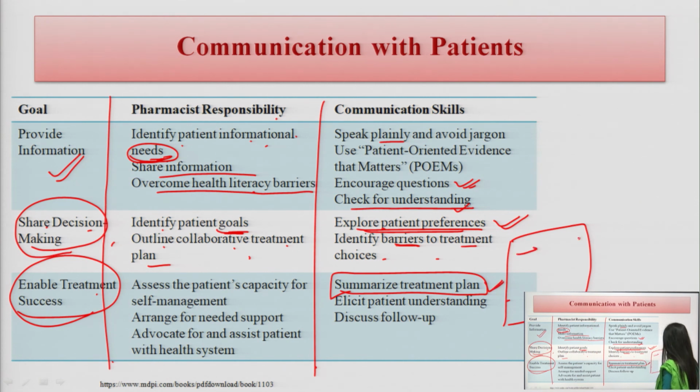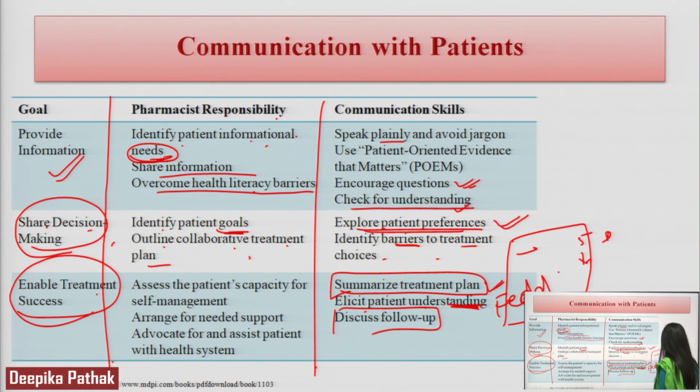For example, this drug is taken for 5 days or 6 days. If a patient has a problem with any of the drugs, they will communicate with the doctors and modify these drugs. Then elicit patient understanding. They will see what the patient actually understands and discuss the follow-up. Here feedback comes into role, and another is the follow-up.